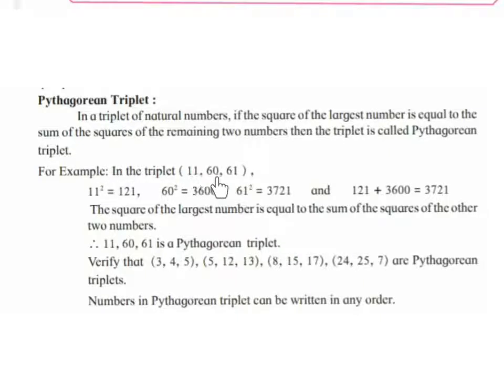Suppose 11, 60 and 61. This is the triplet of some natural numbers. Okay. So what Pythagoras triplet says, first of all see that if the square of the largest number is equal to the sum of squares of the remaining two numbers, then the triplet is called Pythagoras triplet.